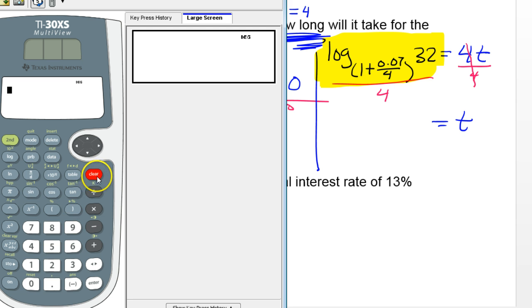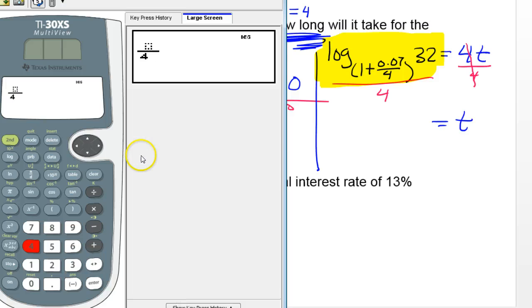Actually, let's do this. Go into fraction mode first. What's the denominator of this entire problem? 4. 4 is the denominator of the entire problem. If I were you, it's going to be safest to just type in that 4 first. Get that out of the way.